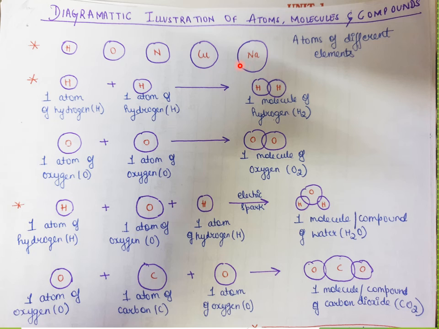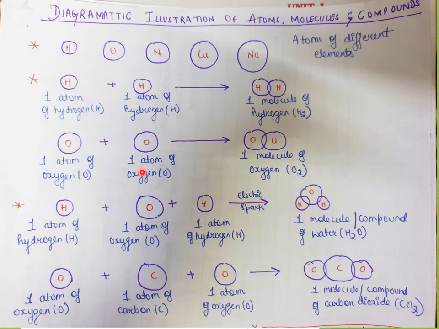And all these atoms are only composed of protons, neutrons, and electrons. So the nucleus of these atoms is going to have protons and neutrons, while the orbitals around them are going to have electrons associated with them. Okay, so these are just the atoms of different elements. Now when two same atoms combine with each other and form bonds, they form a molecule. So when one hydrogen atom combines with a second hydrogen atom, they form a bond with each other and form one molecule of hydrogen, H2.